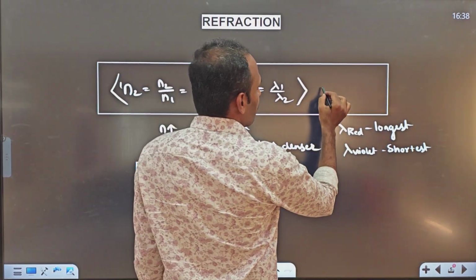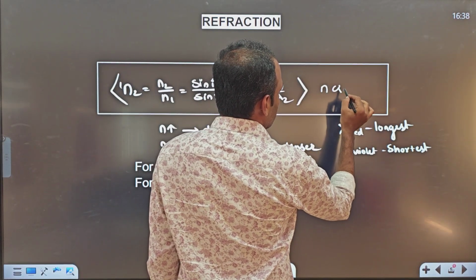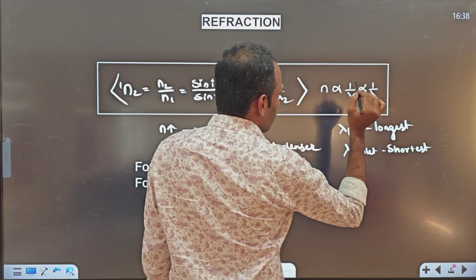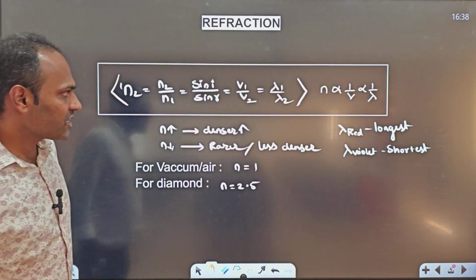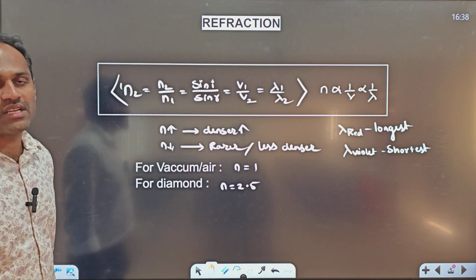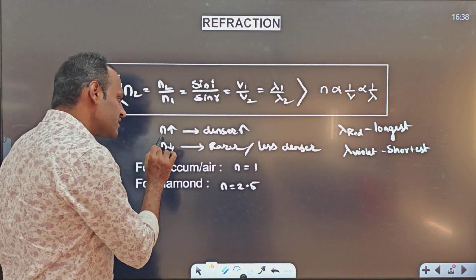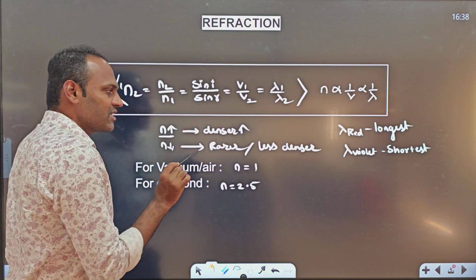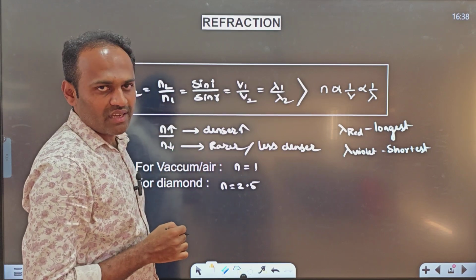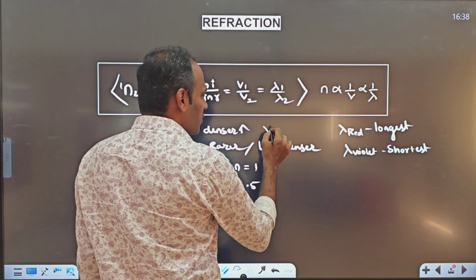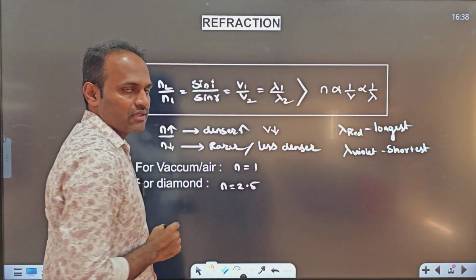It indicates that the refractive index is inversely proportional to speed as well as inversely proportional to wavelength. Correct? Okay, next. What does refractive index indicate? If the refractive index is more, it is a more denser medium. If it is more dense, the speed reduces.